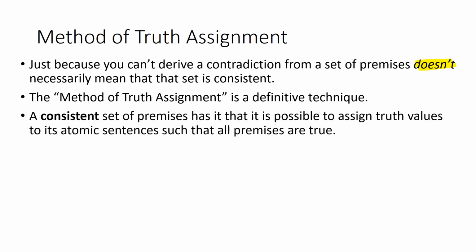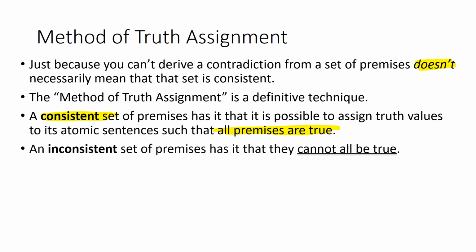On the one hand, a consistent set of premises has it that it is possible to assign truth values to its atomic sentences such that all premises are true. That is, all the premises are logically compatible with each other, and therefore you cannot validly derive any contradictions out of that set of premises.